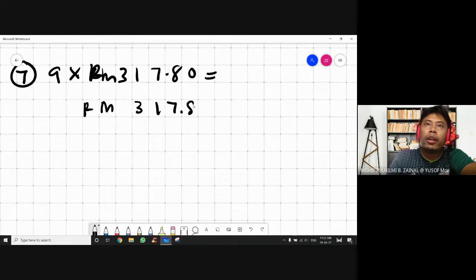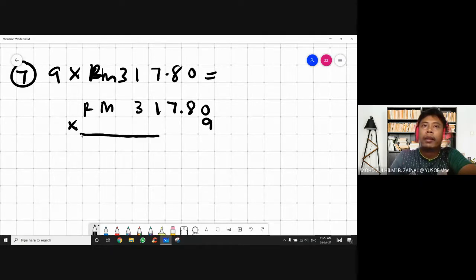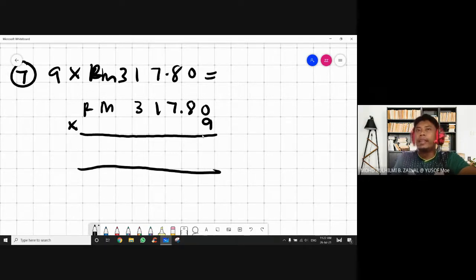317.80. Okay, dot tu maksudnya sen lah. Okay, times with 9. 9 must be on the last digit. So draw the line. 0 times 9, 8 times 9, 7 times 9, 1 times 9, 3 times 9. Macam tu je. So, first kali bring down decimal place tu. Decimal point, cent point tu. And then copy down RM. Letaklah RM siap-siap, takut lupa.